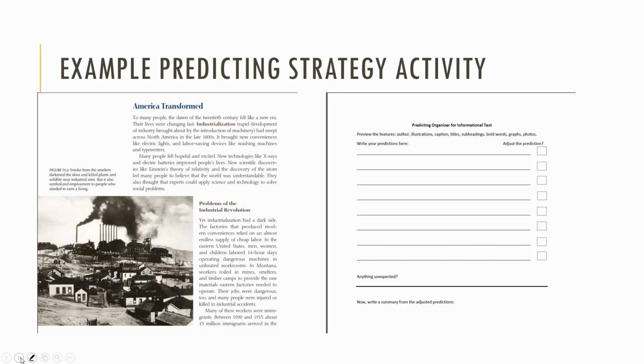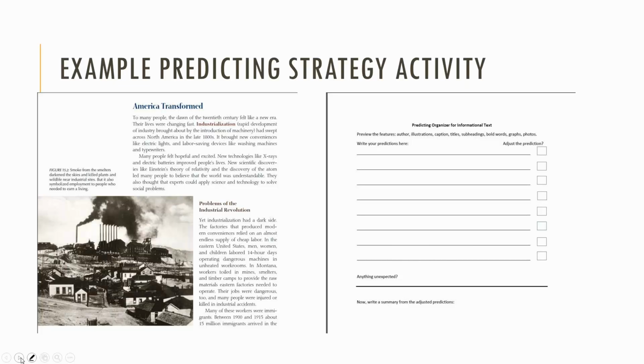model this with them, have them maybe do it in whole group at first, and then maybe doing it in partner work and small group, sort of giving them that responsibility, but definitely modeling it in a whole group setting at first. But have them preview the features of the text. That might be the author, the illustrations, captions, titles, subheadings, bolded words, graphs, photos, that kind of thing.